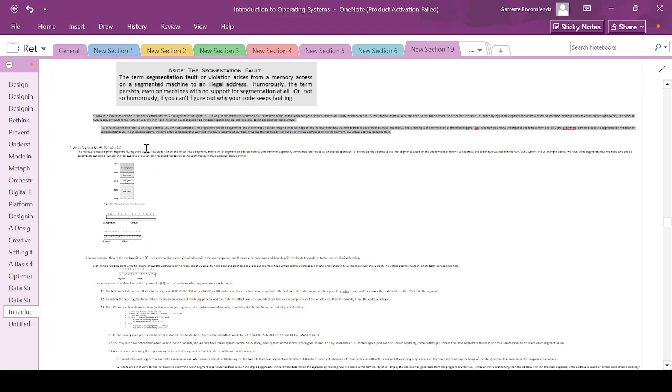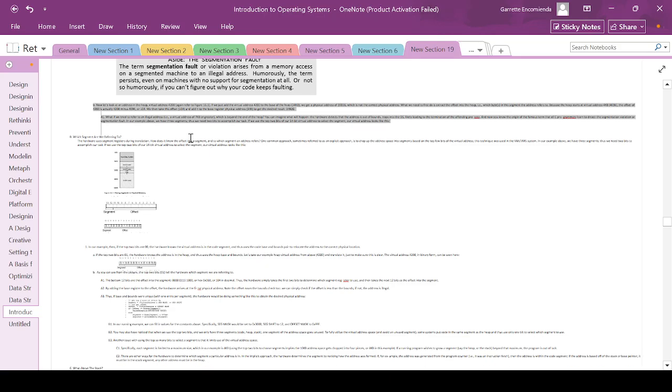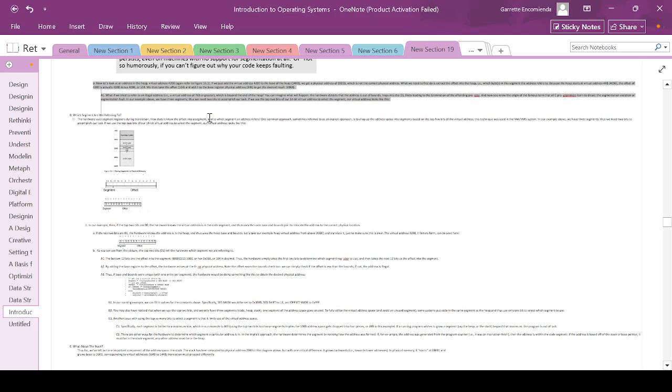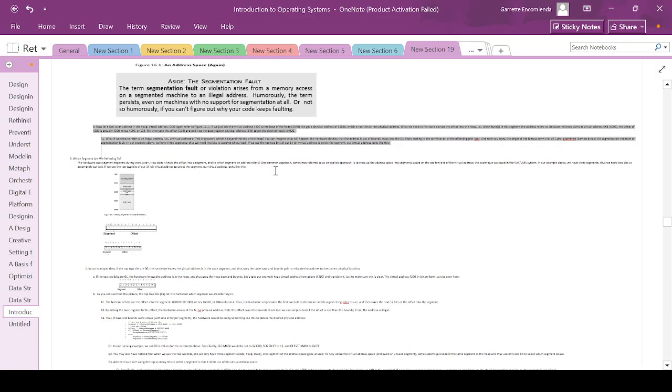In our example above, we have 3 segments. Thus, we need 2 bits to accomplish our task. If we use the top 2 bits of our 14-bit virtual address to select the segment, our virtual address looks like this.